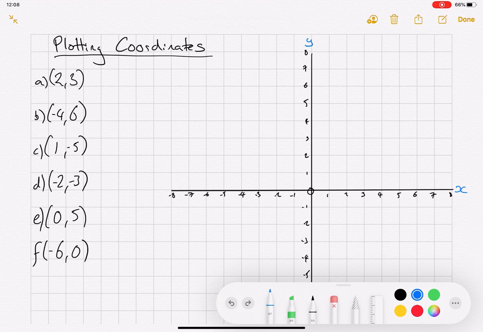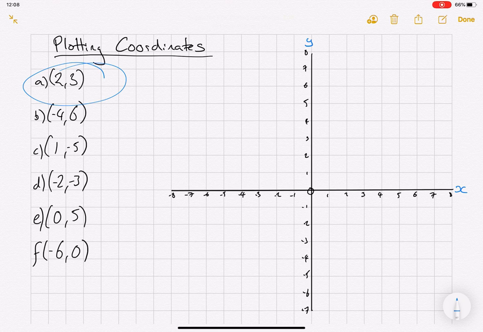Now as you can see from the coordinates on the left hand side, we have two numbers. The first number in our coordinates refers to the x-axis, and the second number refers to the y-axis, and that's how we split up our coordinates into those two numbers. So let's have a look exactly how that translates onto a grid on the right hand side.